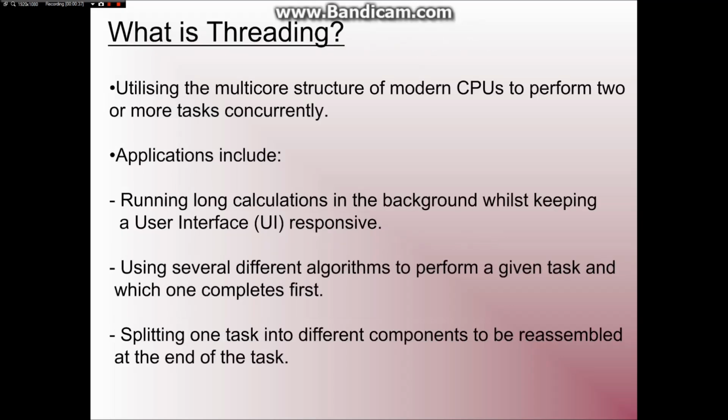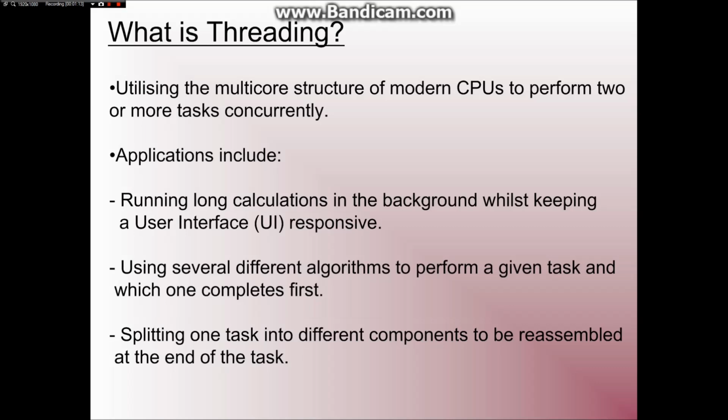So if you're not aware of what threading is, basically it's utilizing the multi-core structure of modern CPUs to perform 2 or more tasks concurrently. So if you go back, say, 13 or 14 years, all processors just contained one core. And that meant that there was only one processor that could perform tasks at one time. Now, modern CPUs can have several cores, so that means that each of those cores can basically act like one processor and do its own jobs independently from each other.